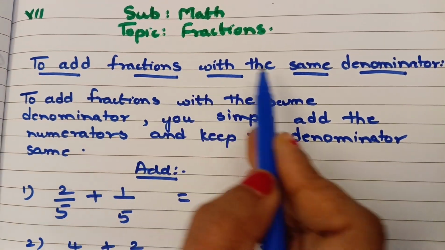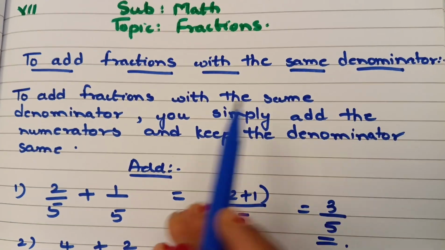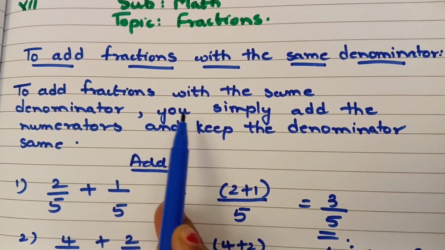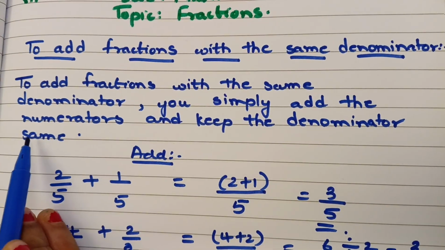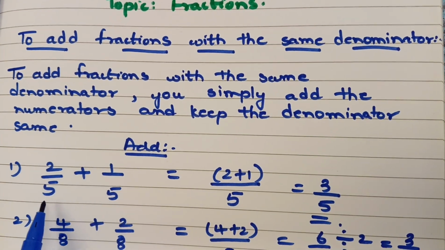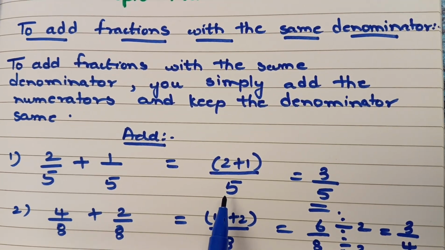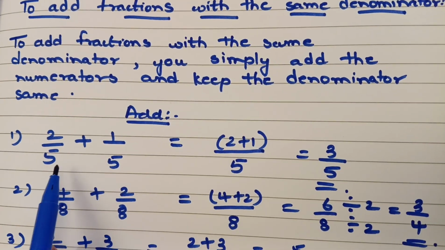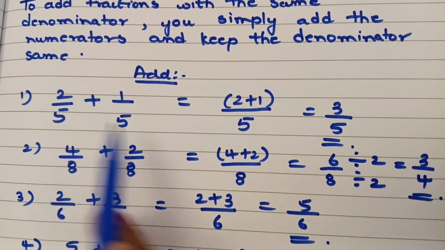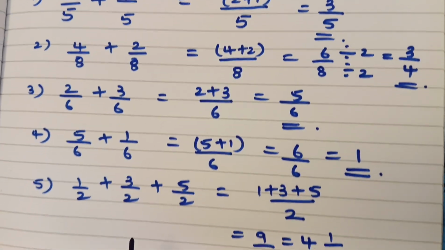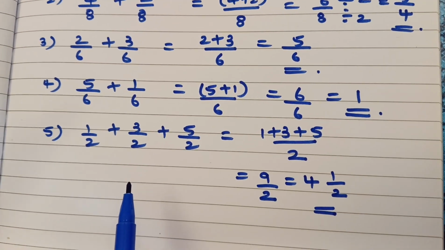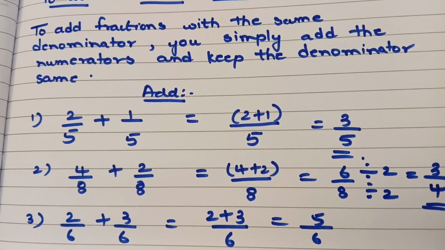It means to add fractions with the same denominator, what you should do? You have to simply add the numerators and keep the denominator same. Keep the denominator same means write the denominator only one time. That is, you cannot write 5 plus 5. Just write 5 and only add the numerators. So this was the first subtopic of addition of fractions.